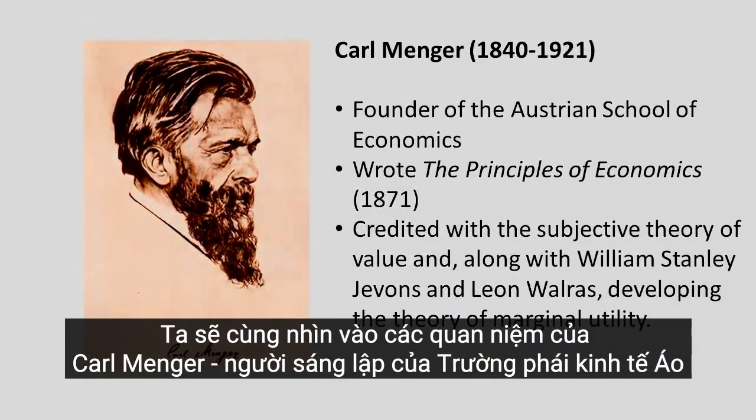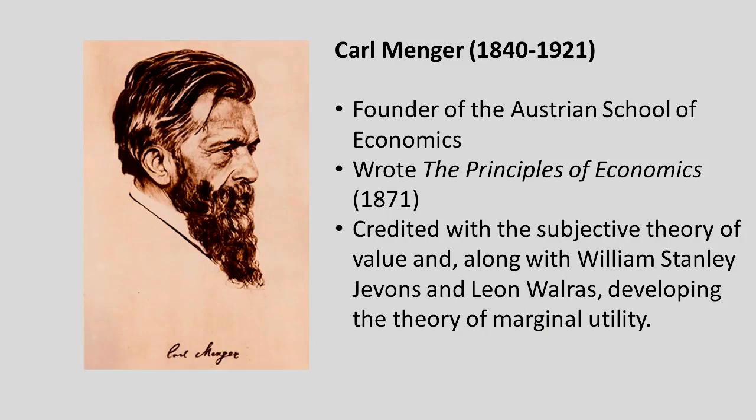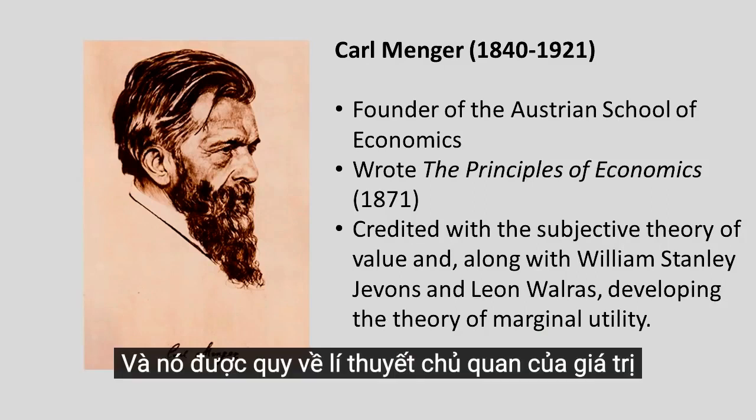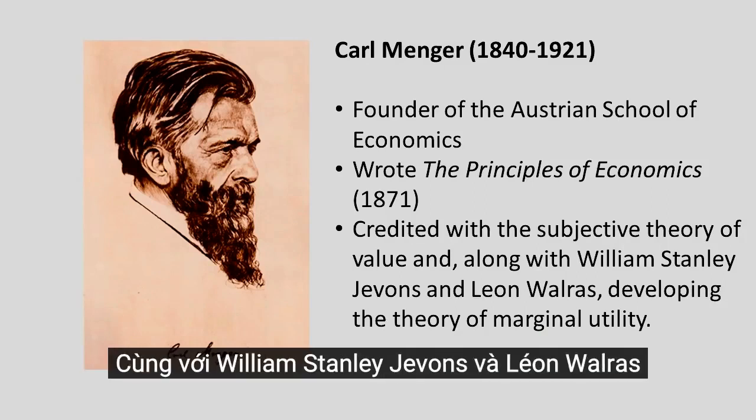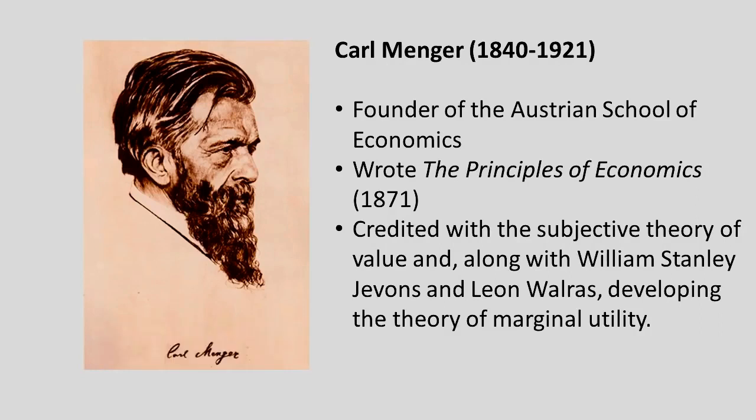In this video, we will look at the ideas of Carl Menger, the founder of the Austrian school. In 1871, he wrote a book called The Principles of Economics and is credited with the subjective theory of value and, together with William Stanley Jevons and Leon Walras, ushering in the marginal revolution which effectively ended classical economics.